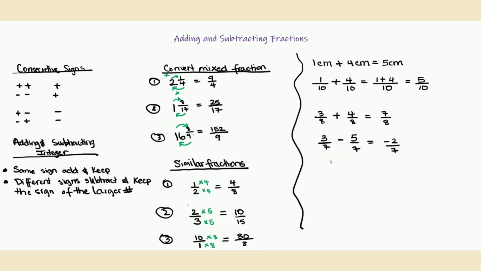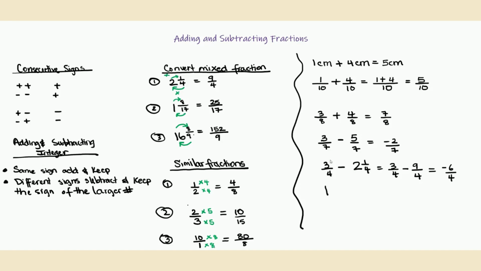If you have mixed fractions, it's essentially the same process. You just need to change those to improper fractions. So 3 over 4 minus 2 and 1 over 4 would be 3 over 4 minus, and we changed this before, it is 9 over 4. So 3 minus 9 is negative 6 over 4.